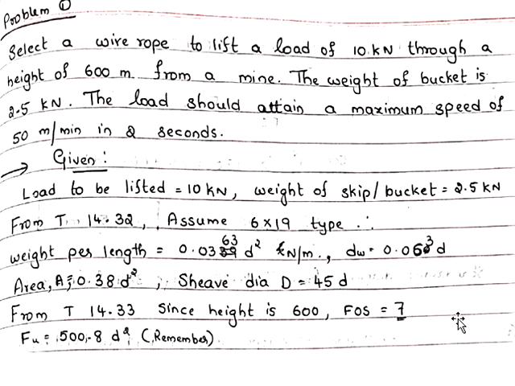And I need the factor of safety, FS value. You can get the FS value from table number 14.33 depending on the height. The height is 600. For a height of 600, the FS value is 7. And for the 6 into 19 type, the FU value is 500.8 D square. This number you have to remember.